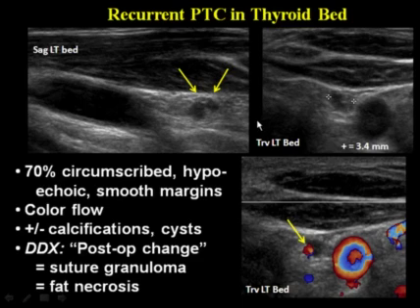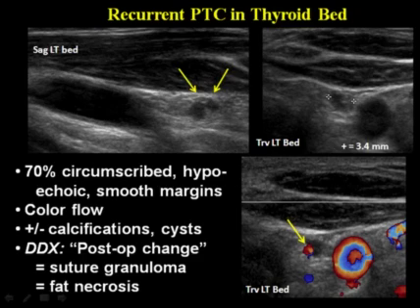Recurrent thyroid cancer in the thyroid bed tends to be circumscribed up to 70% of cases. It's typically hypoechoic with smooth margins. Most of the lesions you'll be able to detect color flow. Occasionally you'll see these parallel echogenic lines, which can mimic calcifications, but if you put color on, these are usually the walls of the blood vessel. You may or may not see calcifications or cystic change, and those features are more suggestive of recurrent thyroid cancer.